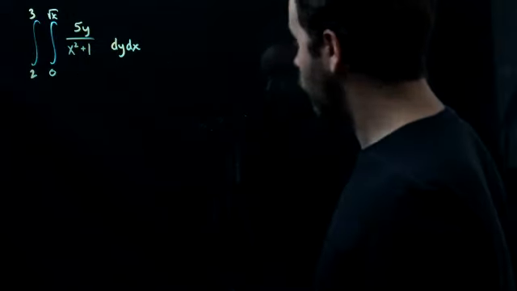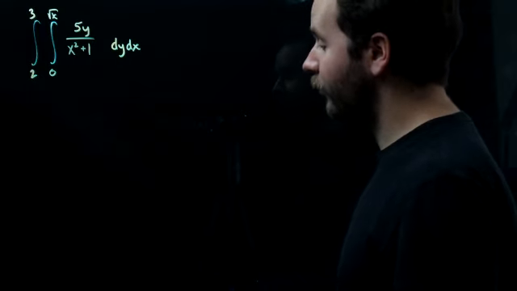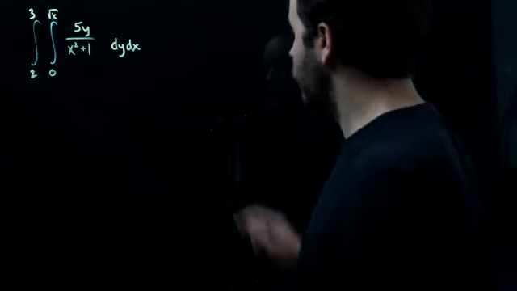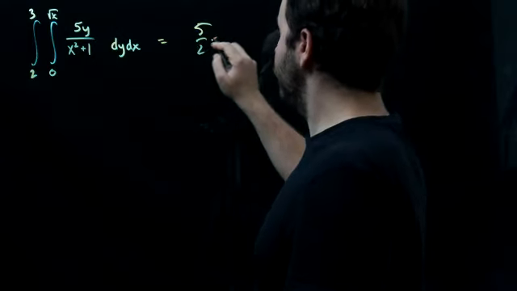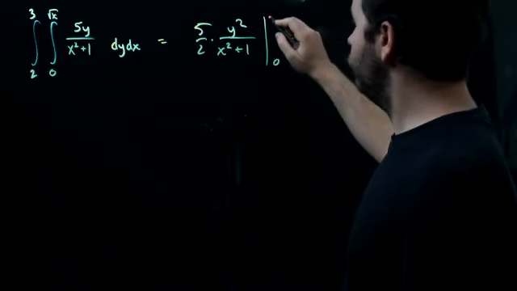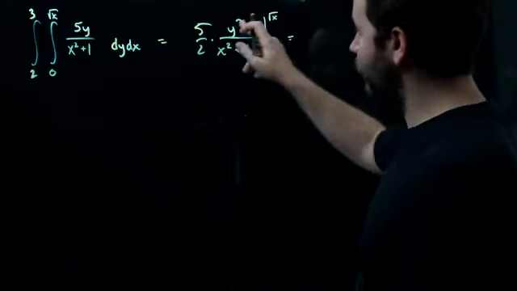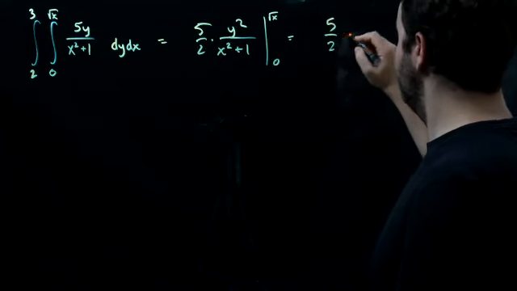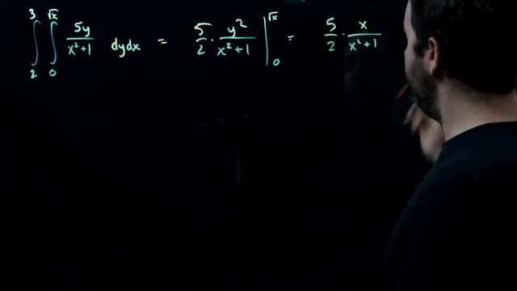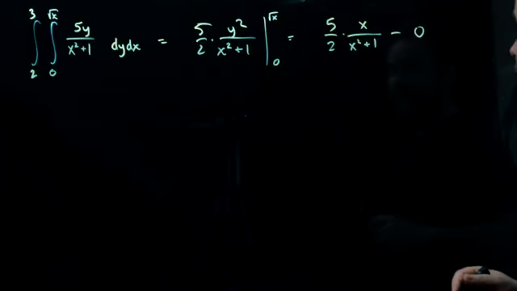What's the integral of this with respect to y? Well, the x squared plus 1 we're going to treat as a constant. We can ignore it. What's the integral of 5y? 5y squared over 2. Good. So we'll say 5 halves times y squared over x squared plus 1, evaluated from 0 to square root of x. So plug in square root of x for y, plug in 0 for y, and find the difference. When I plug in square root of x for y, I get 5 halves x over x squared plus 1. Good. Minus what I get when I plug in 0, which is 0.